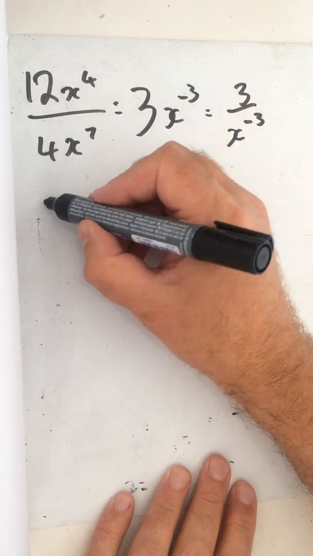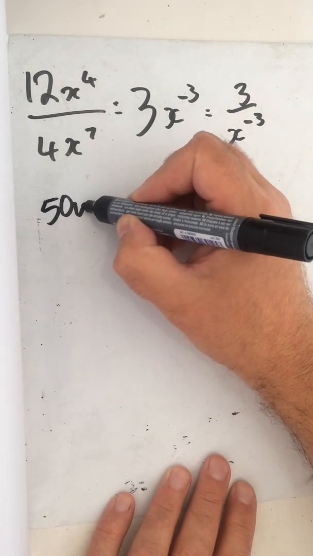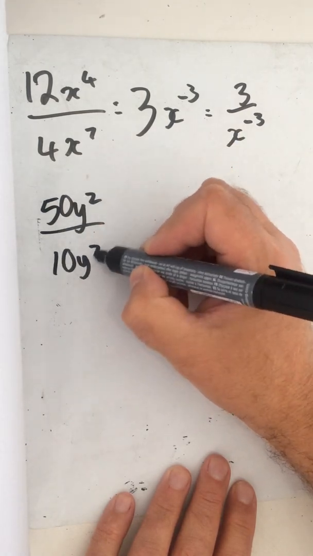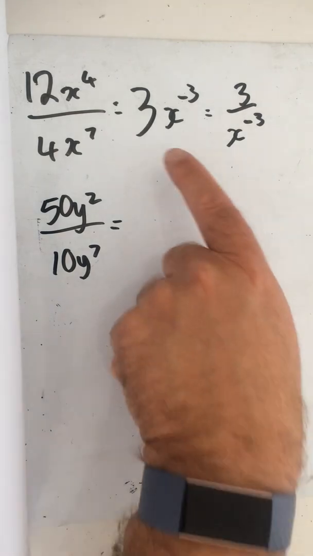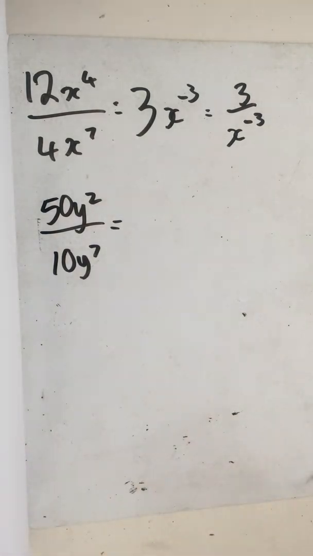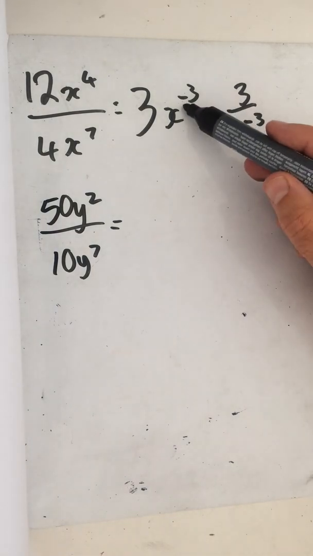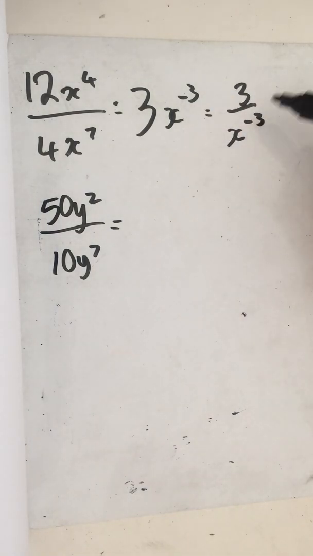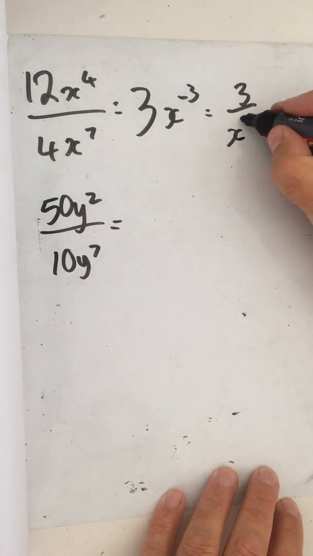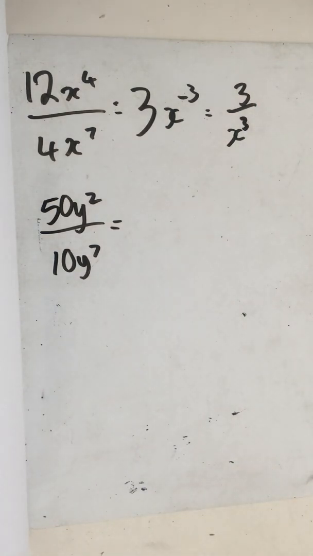Have a go at this one, please. So we've got 50y squared over 10y over 7. Write it down, and go from there. First of all, just do it as I did there, then turn it into the fraction, please. Turn it into the negative power first, then into the fraction. Off you go.